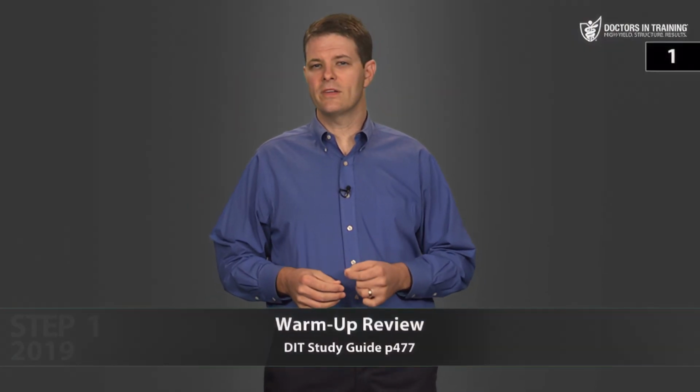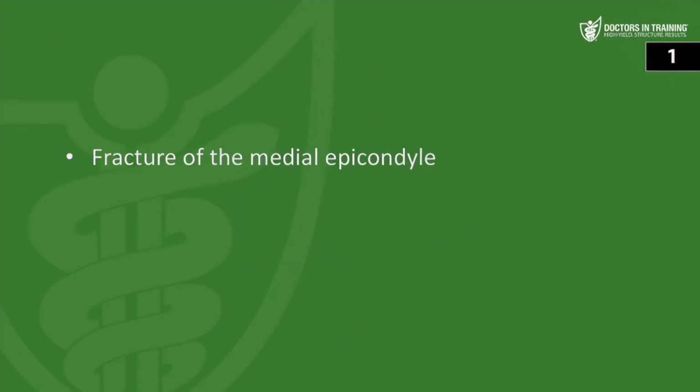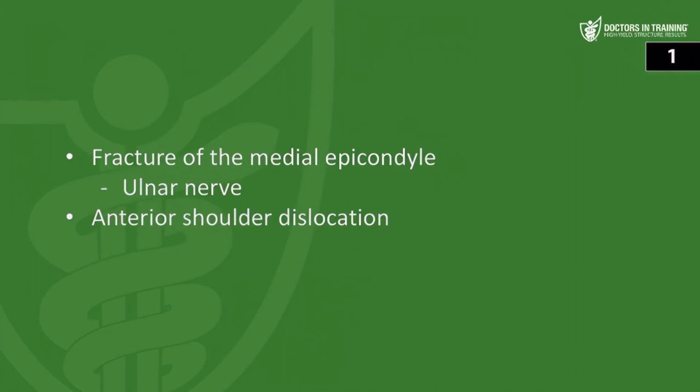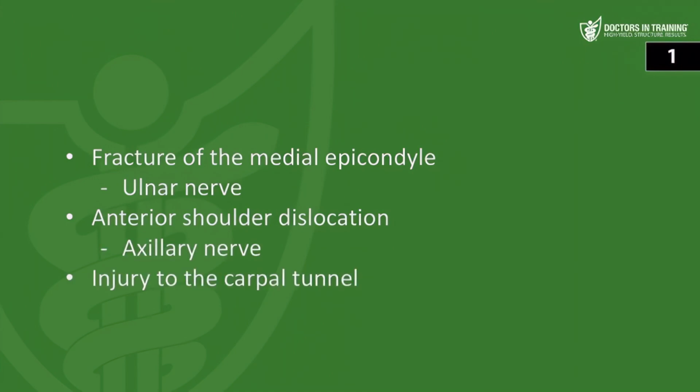Let's go over the warm-up review. First question, what nerve is most at risk of damage with each of the following injuries? Fracture of the medial epicondyle is going to be the ulnar nerve. Anterior shoulder dislocation is the axillary nerve. An injury to the carpal tunnel is the median nerve.